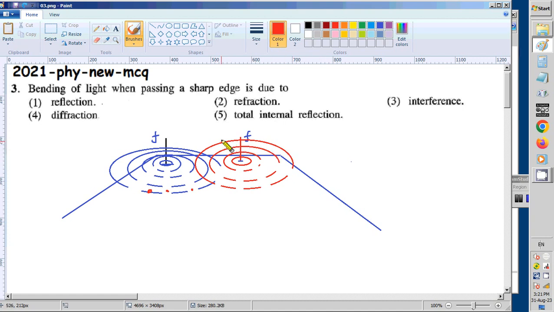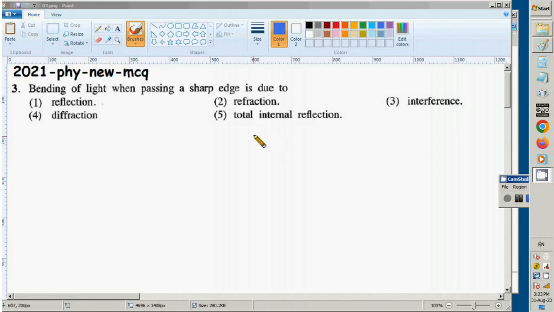So here these two sources must have the same frequency and same pace. So the single word is monochromatic. We say monochromatic sources. So that is interference. Let us now take this one, total internal reflection.